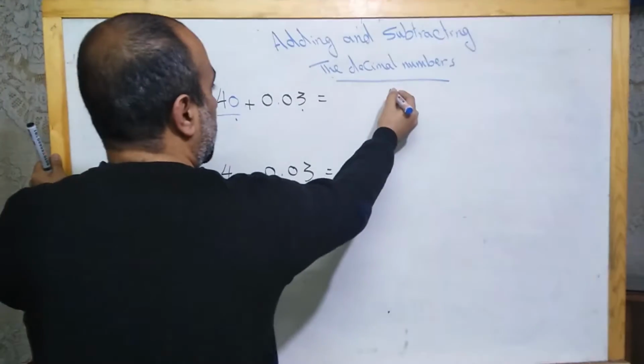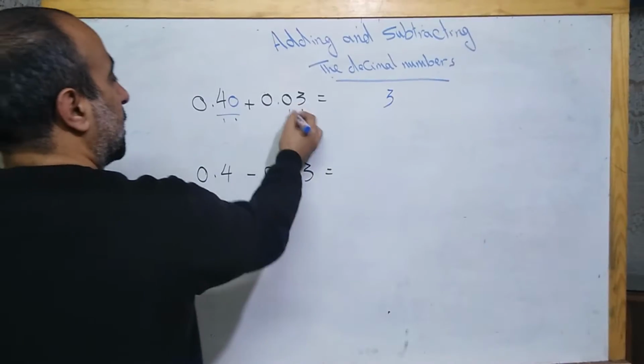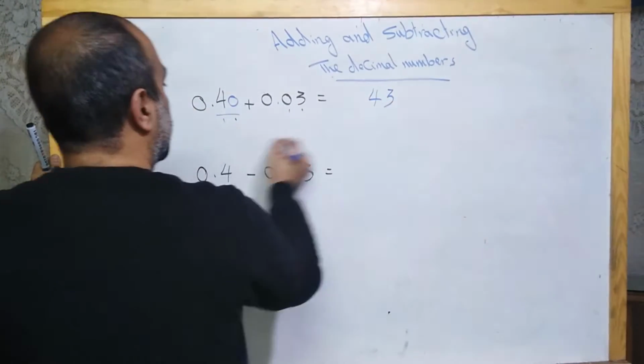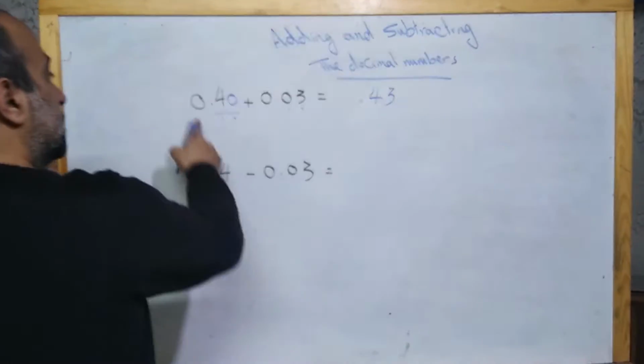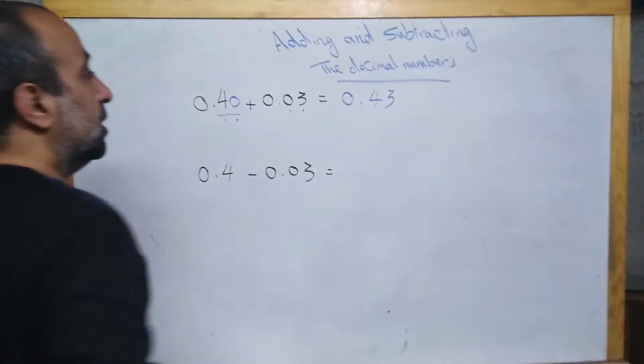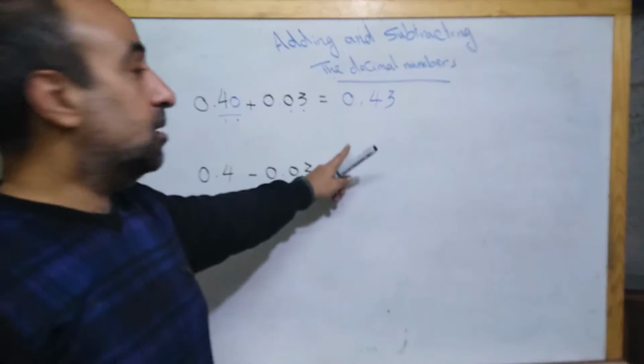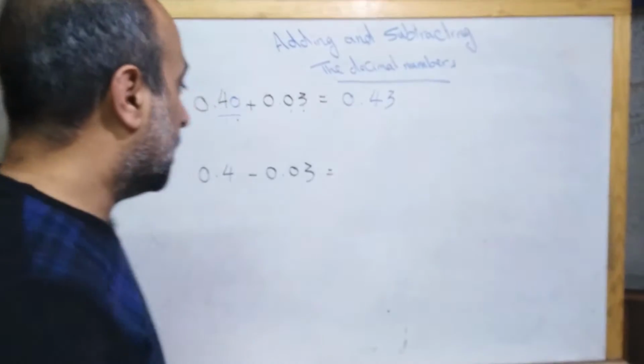0 plus 3 equals 3. 4 plus 0 equals 4. The decimal point. 0 plus 0 equals 0. So the sum is 0.43.